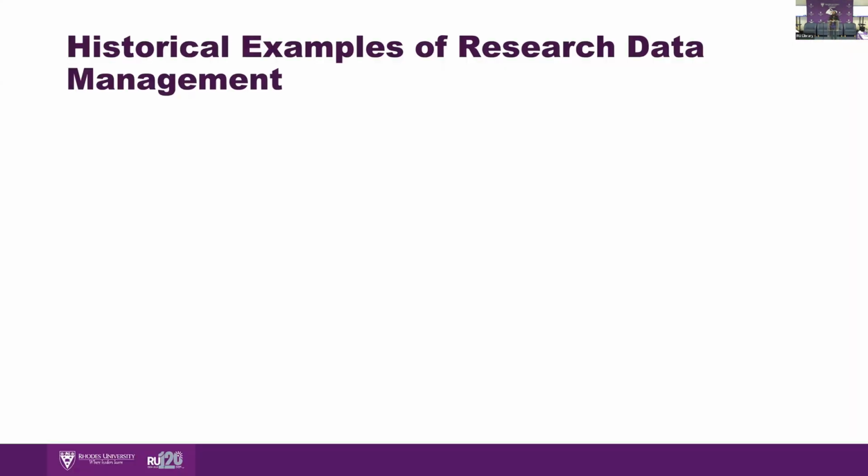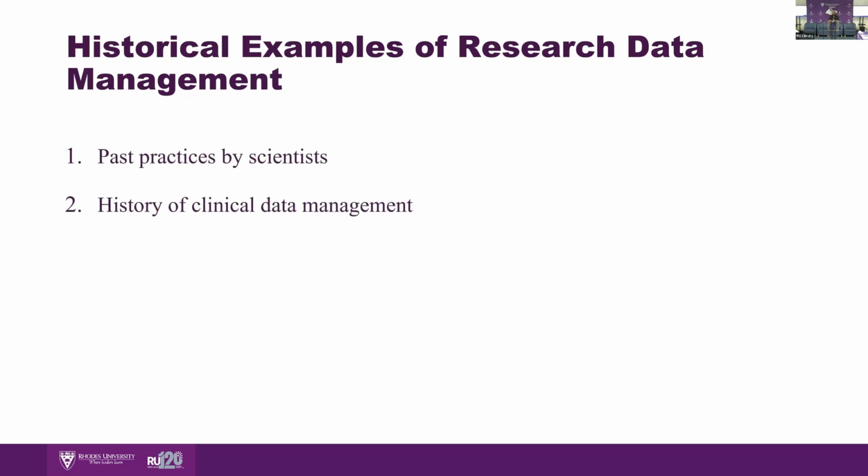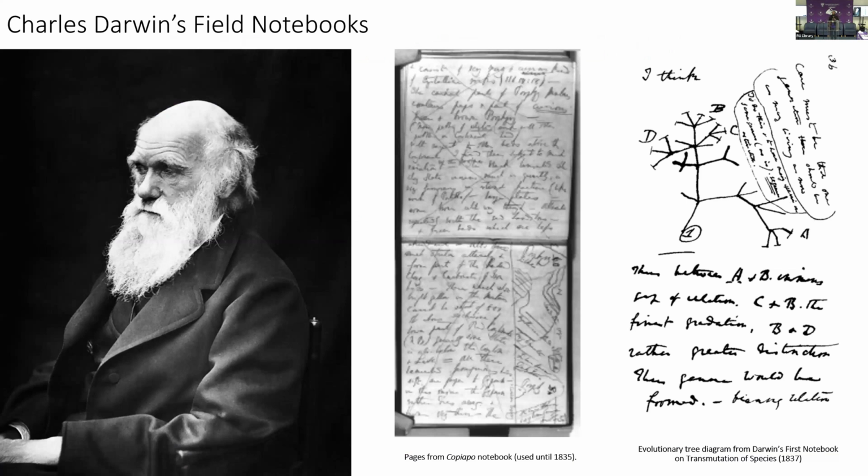I will provide some more examples by looking at past practices by scientists, history of clinical data management, history of research data archives, and then some more recent developments, just to hammer this point home. So the example that I found here is one of Charles Darwin. When he conducted his research, he kept field notebooks. This is a bit of a form of data documentation, but he was practicing a form of research data management by capturing his recordings in field notebooks.